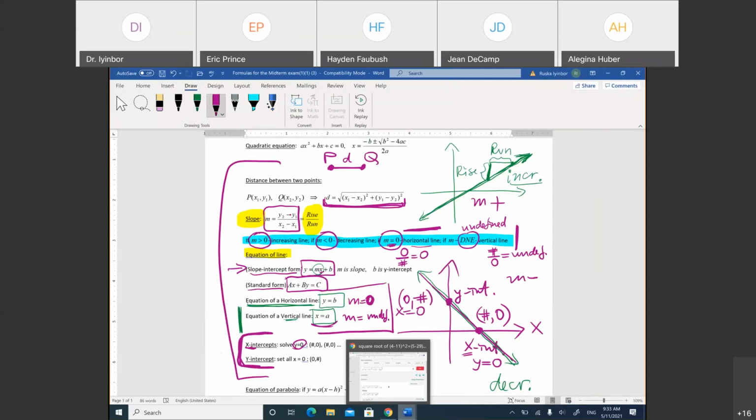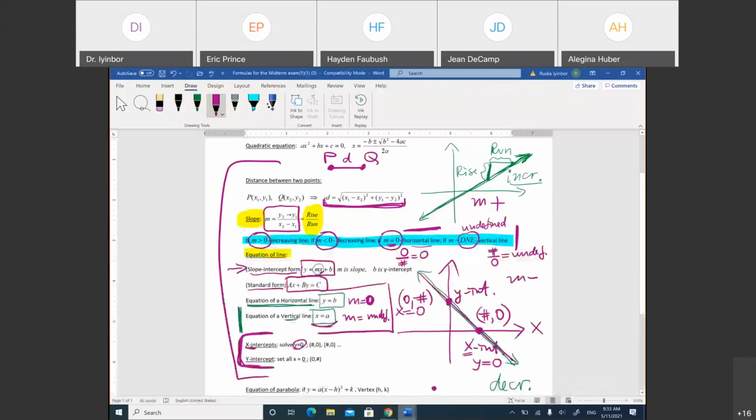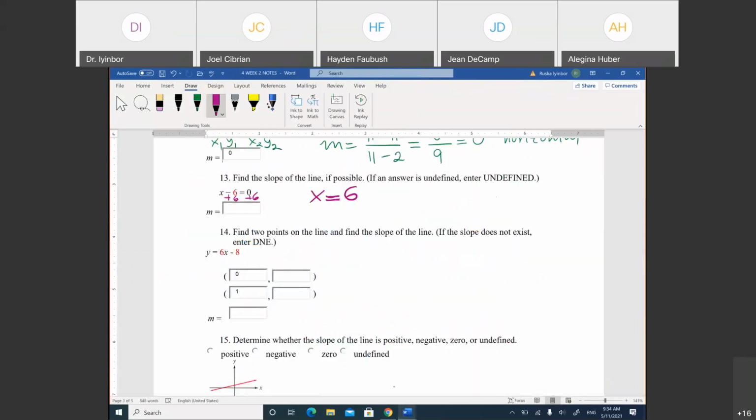For number 13, the equation is x minus 6 equals 0. So I can add 6 to both sides, and I'm going to get x equals 6, right? X equals number, what type of line is that? Let's look at the formula sheet. X equals number. Vertical line. What is the slope for vertical? Undefined. Yes, so you don't do anything, just look at the formula sheet.